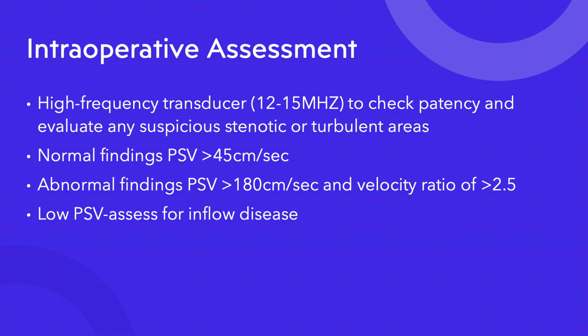So, intraoperative assessment: a high-frequency transducer is going to be used to check for patency and evaluate any suspicious stenotic or turbulent areas. Normal findings, peak systolic velocity 45 centimeters per second. Abnormal is over 180, velocity ratio over 2.5, or low peak systolic velocities.